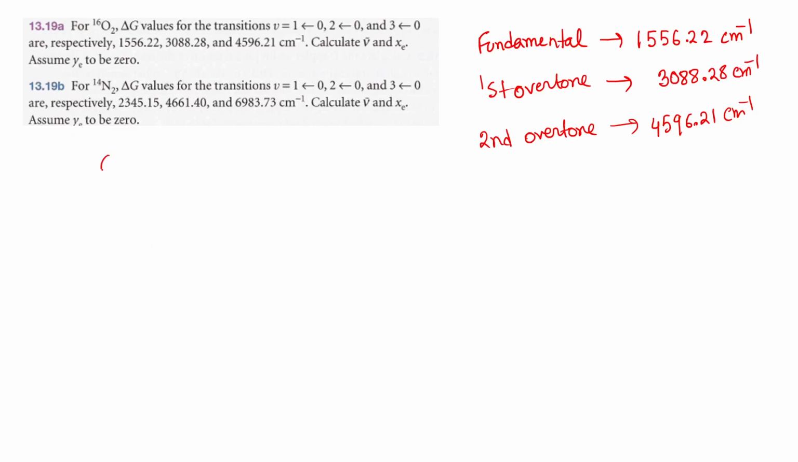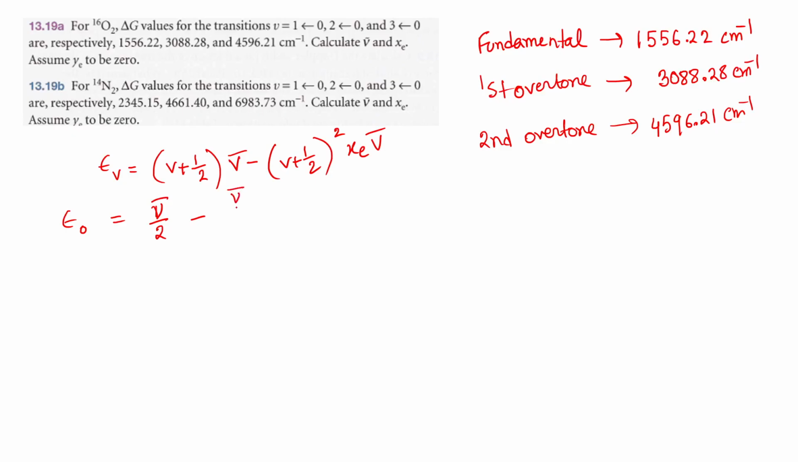So the energy for level v is not just the harmonic term; the anharmonicity terms also come into the picture, right? That is xc times (v plus 1/2) squared. So what is the energy of the zero state? That is 1/2 nu bar minus nu bar xc by 4. What about 1? It is going to be 3/2 nu bar minus 9/4 nu bar xc.